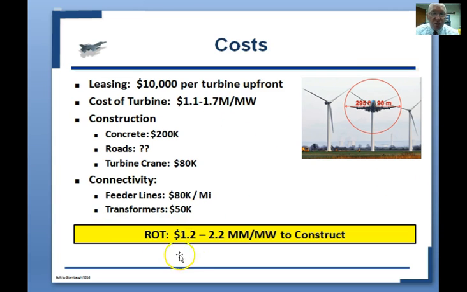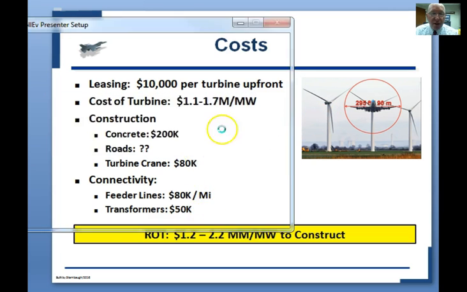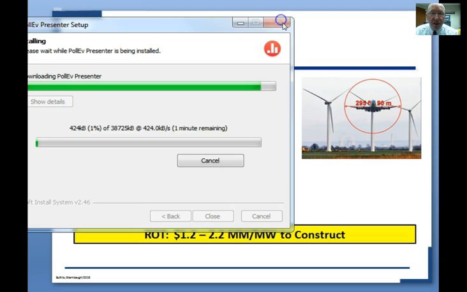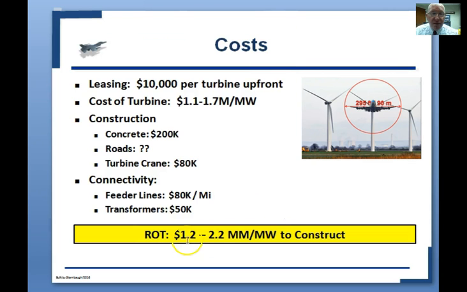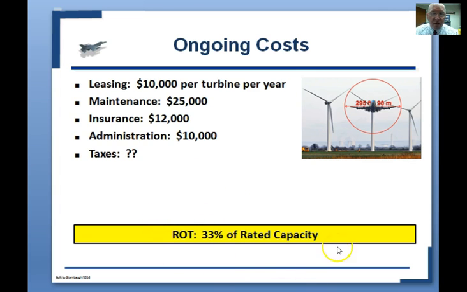We talked about a good rule of thumb: per megawatt, about $1.2 to $2.2 million. So if, for example, I were to say I want to build a 1.5 megawatt turbine, I'd take that 1.5 megawatt and multiply it by 1.2 and 2.2, and that would be the range I would expect. So I wouldn't expect a 1.5 to cost more than about 3.3 million, potentially as little as about 1.8 million.